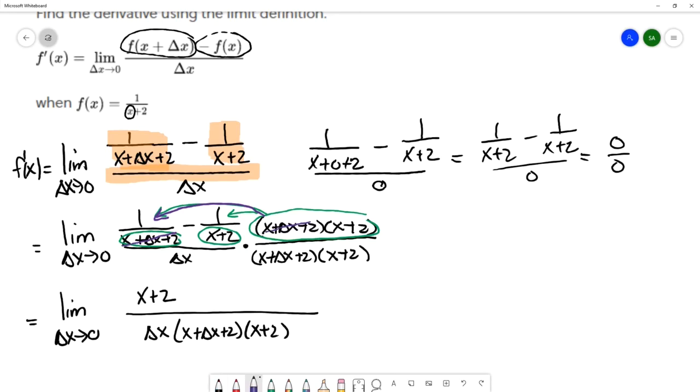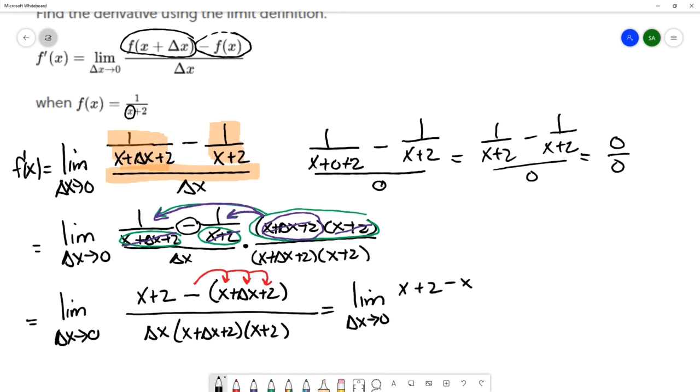Then when I multiply with the distributive property on the second term, the x plus 2 will cancel, and I'll only be left with the x plus delta x plus 2. I have a minus, this minus here, times x plus delta x plus 2. I'll distribute this minus to each term, giving me the limit as delta x approaches 0 of x plus 2 minus x minus delta x minus 2 over delta x times x plus delta x plus 2 times x plus 2.